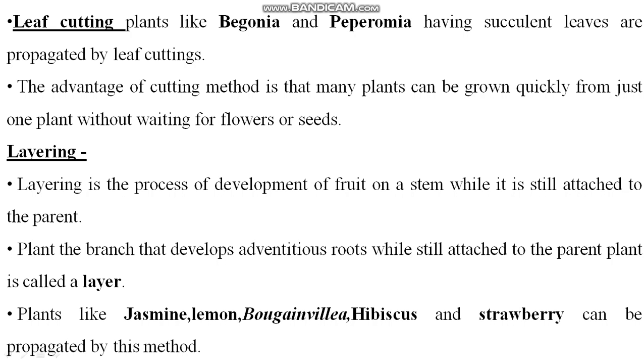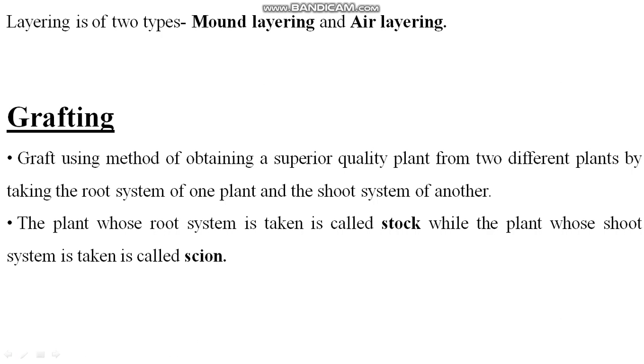Layering is the process of development of roots on a stem while it is still attached to the parent. Clear? The branch that develops adventitious roots while still attached to the parent plant is called a layer. You had seen in the chrysanthemum or jasmine, right? Plants like jasmine, lemon, bougainvillea, hibiscus, and strawberry can be propagated by this method. Layering is of two types: mound layering and air layering.